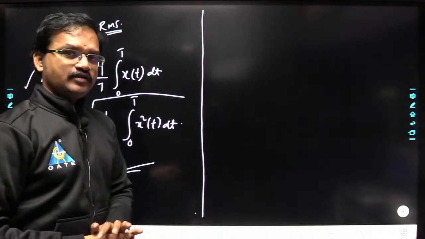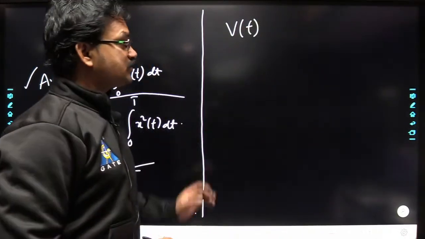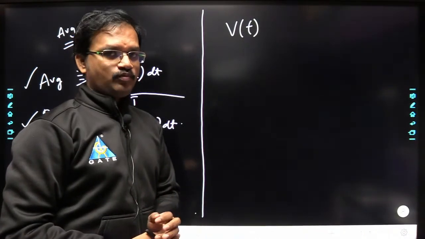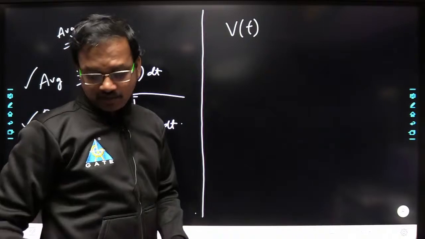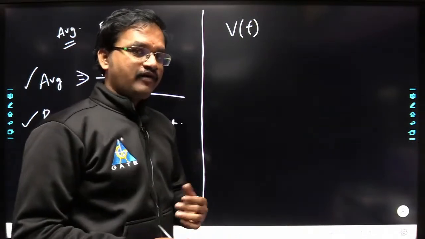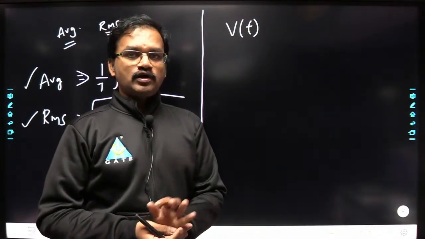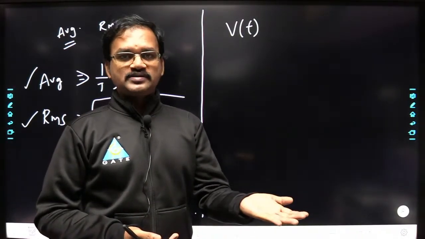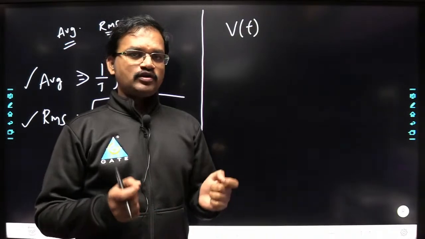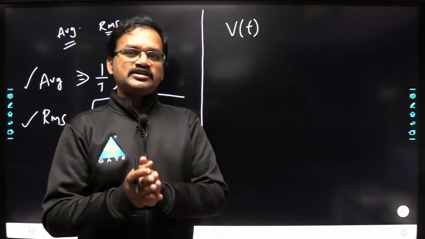Now suppose you have a signal v of t. That signal may have both a DC component as well as an AC component. In the previous session, I told you that whenever you calculate the average value of a time varying signal, it gives you some constant value that represents the DC component of the signal. So the average value gives the DC component present in that signal.